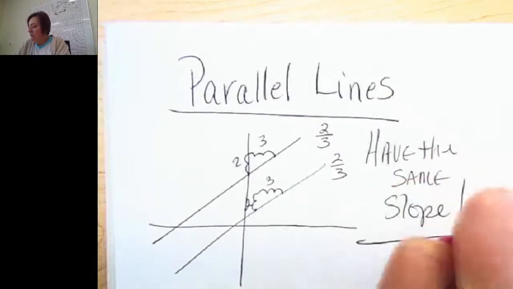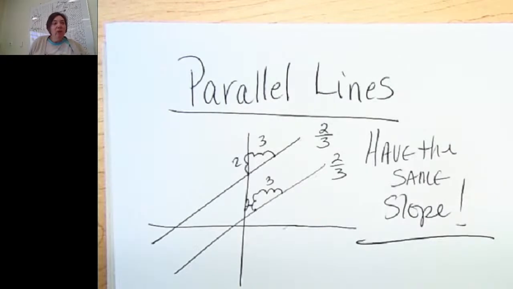Okay? So if the slope of one line is 4, any line parallel to that line, the slope will also be 4. If the slope of one line is 10, any line parallel to that line, the slope will also be 10. If the slope is 1/2, any line parallel to that line, the slope will also be 1/2, right? Now, I do want to point out one thing about parallel lines.